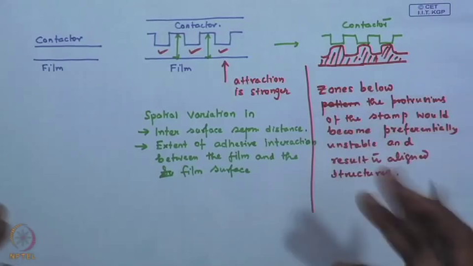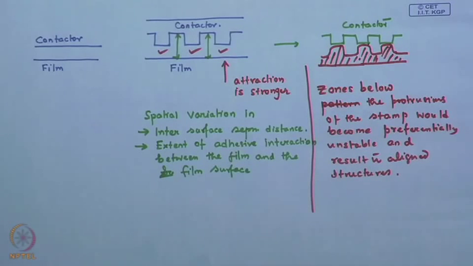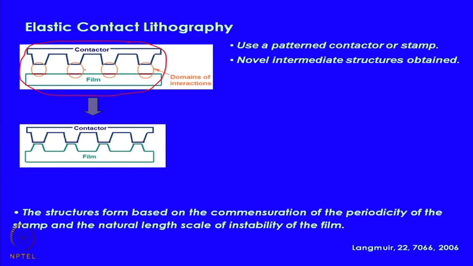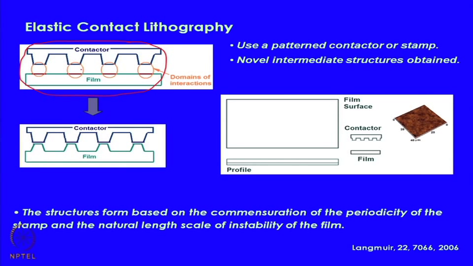And then if one can make these structures permanent at this level, probably one can get aligned structures utilizing the concept of elastic contact instability. So, this is what schematically is shown here. If this type of a contactor, a patterned contactor, approaches the film, people working on this area expected that probably a positive replica of the stamp pattern will form on the film surface. Let us see what exactly happens.